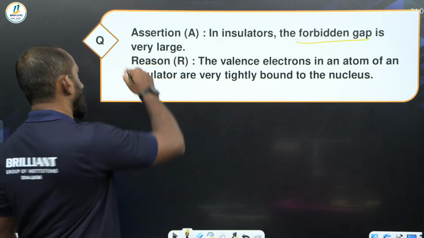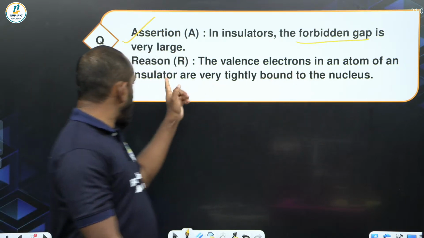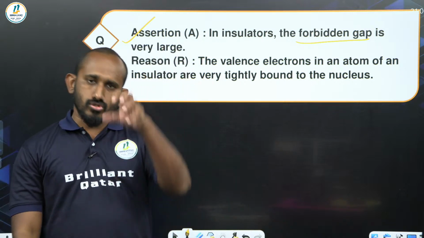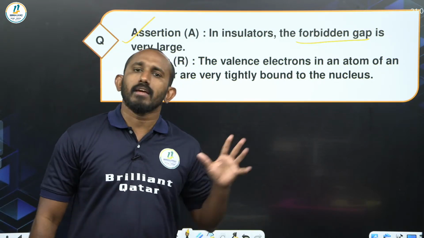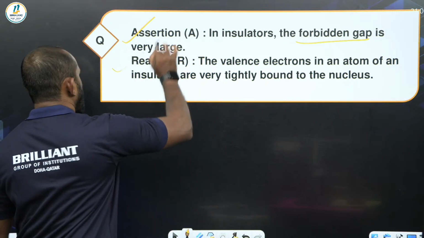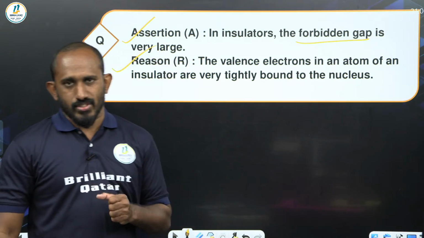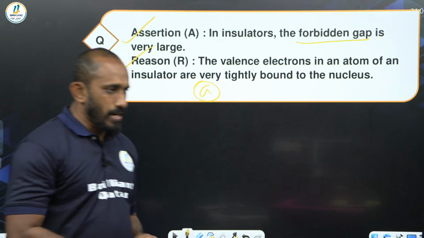So assertion is correct. Reason: the valence electrons in an atom of an insulator are very tightly bound to the nucleus. Yeah, of course, they are strongly bound, so they cannot be free. There are no free electrons in insulators. So both assertion and reason are correct, and reason is a correct explanation of assertion. So option A again is the correct answer. Is that clear? Yeah, great.